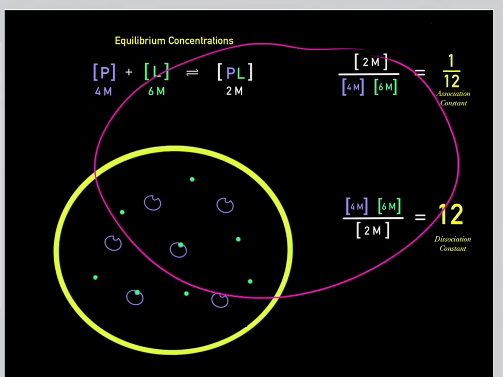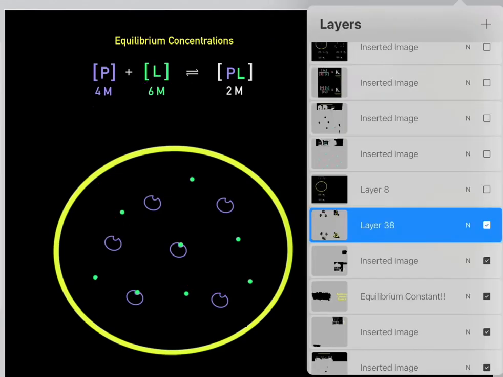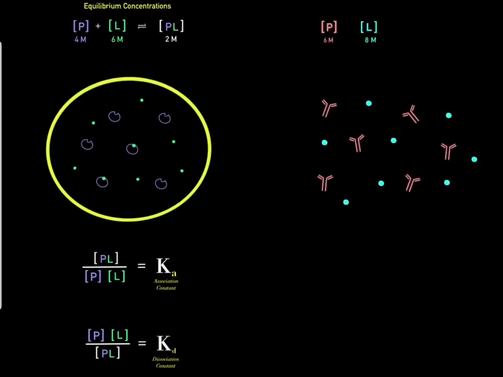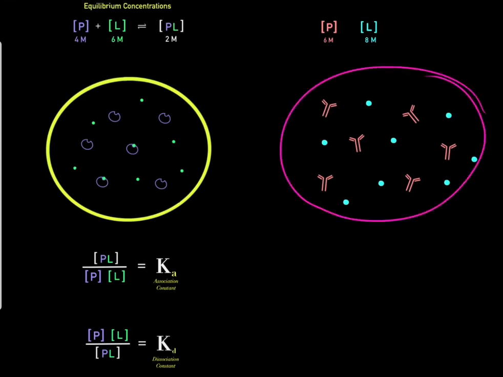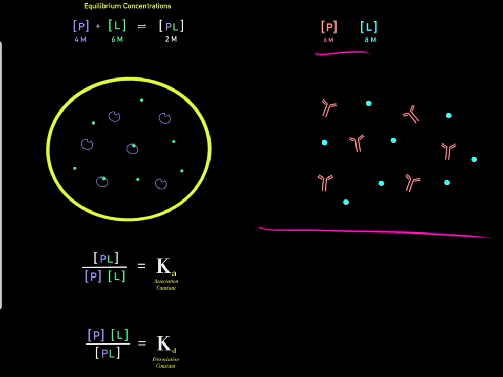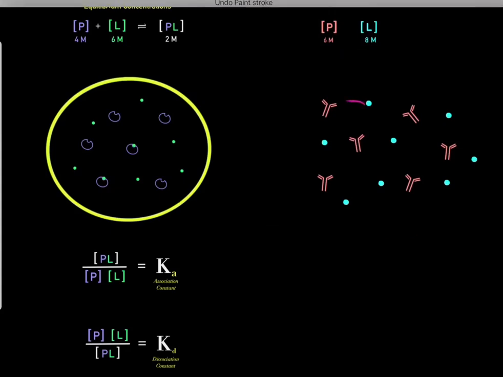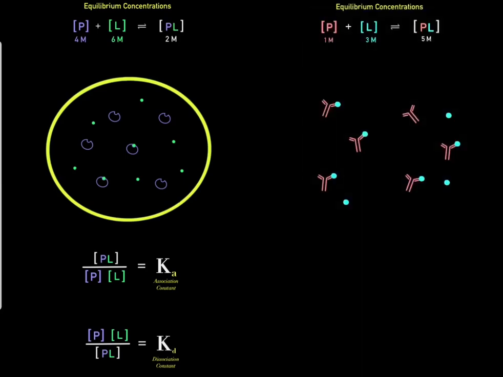But I know this is a little complicating, so let's try another example, and hopefully it'll make more sense. Let's say we have these free protein antibodies and these free ligand antigens. We know eventually the ligand's going to bind the antibody, then it's going to pop off, then it's going to bind again, and eventually we'll reach an equilibrium. So let's say these are the original concentrations, but again, let's say the ligand binds, then it pops off, then it binds again. And let's say we reach an equilibrium, and let's say these are equilibrium concentrations.